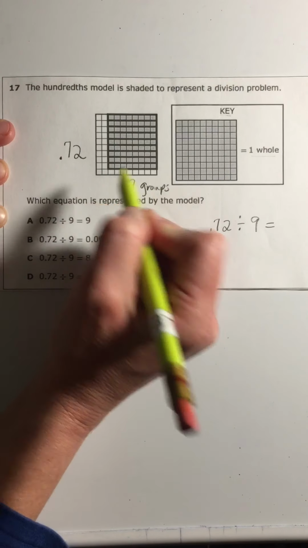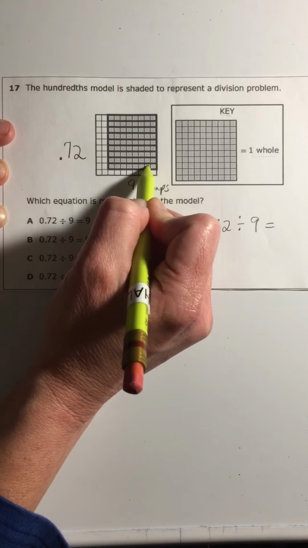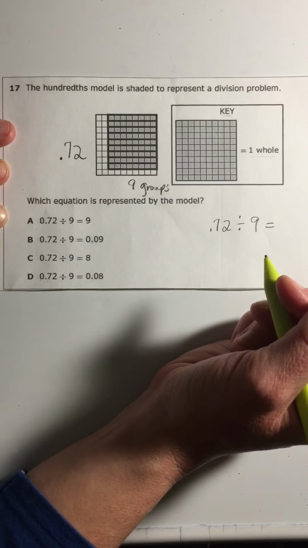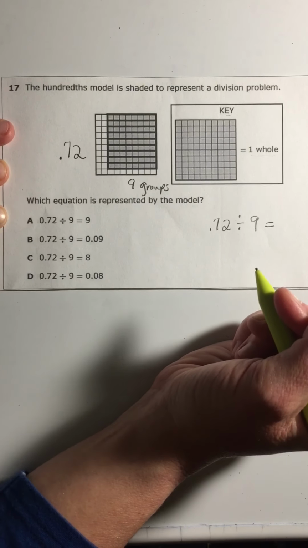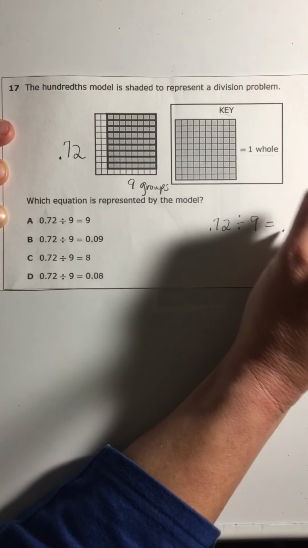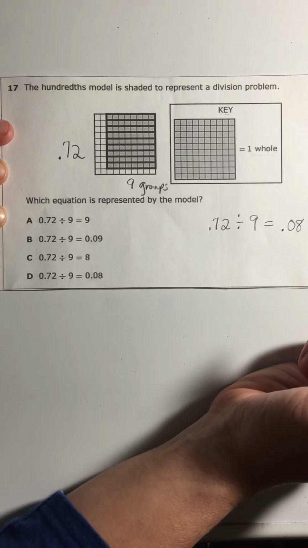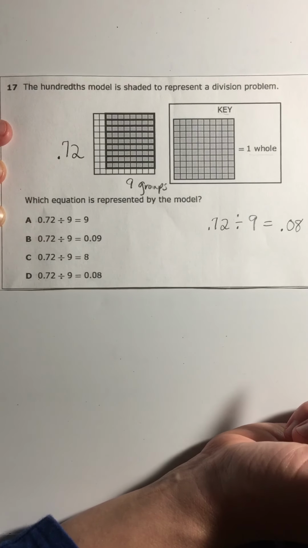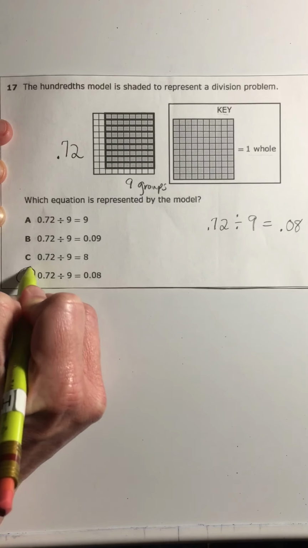What's represented in each one of those groups? 1, 2, 3, 4, 5, 6, 7, 8. But 8 what? What does each one of those little squares represent? You're right, they represent hundredths. So we now know that we have 8 hundredths represented in each one of those groups. We can see that D is the answer.